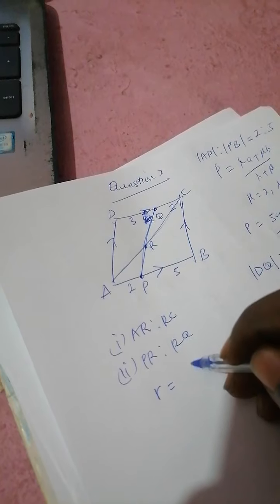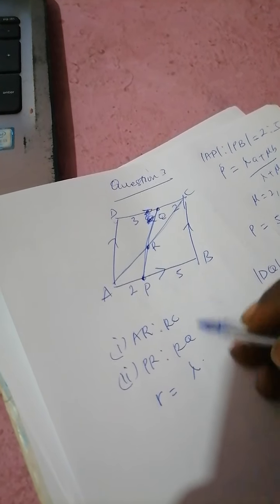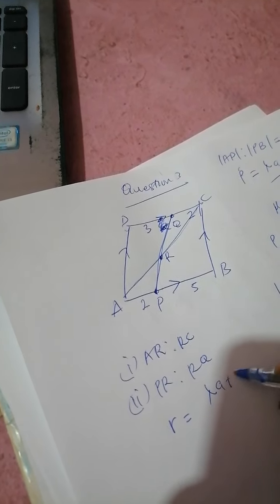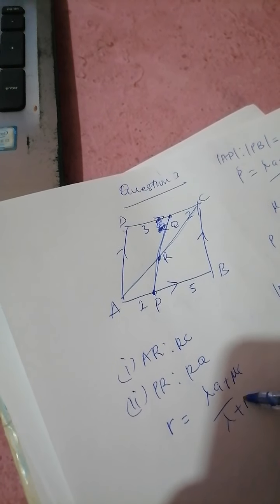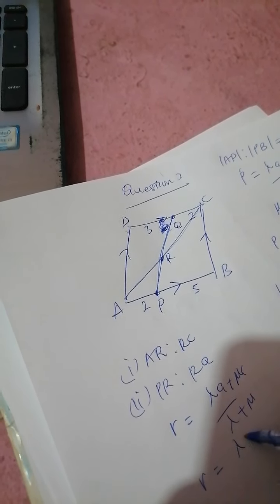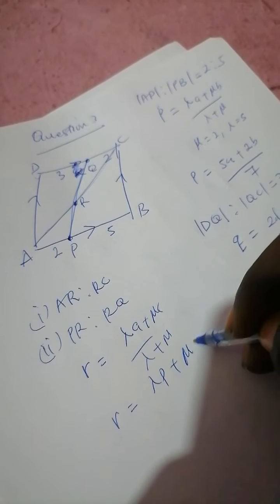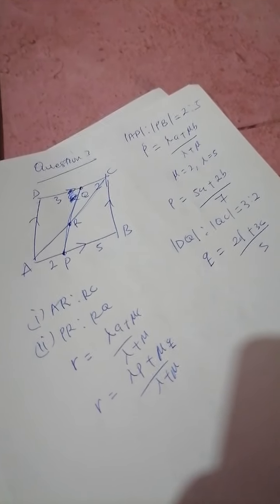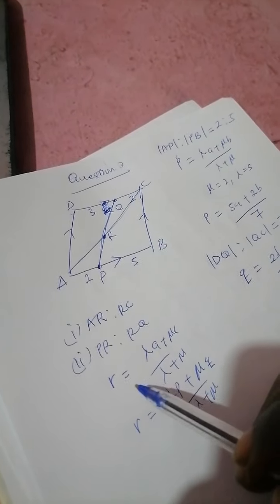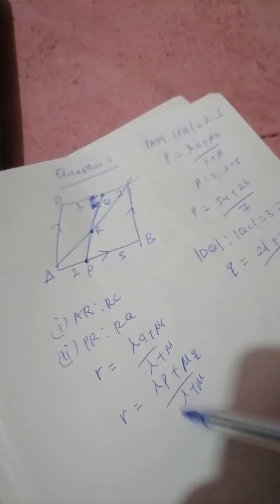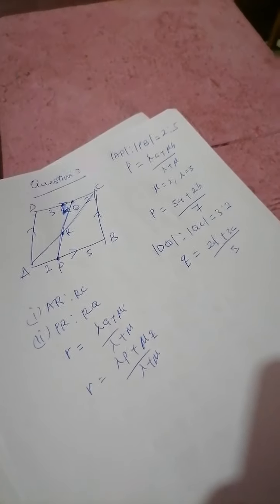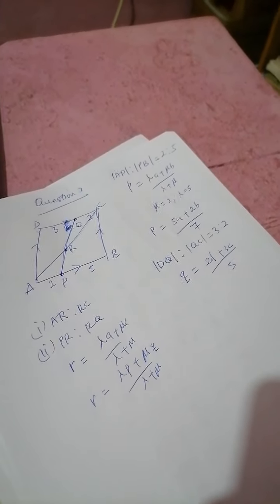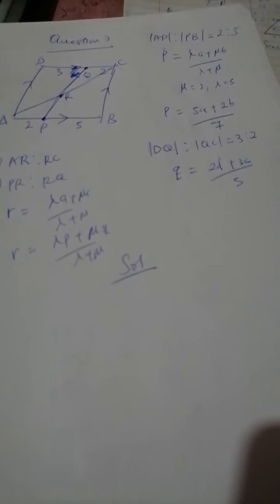So in other words, if you can find R, you can write R as some lambda A plus some mu C over some lambda plus mu, or R to be some lambda P plus some mu Q over some lambda plus mu. Mu and lambda are just scalars. So that's what we want to do using what has been given to us, right? So now that we have everything, we can begin work.